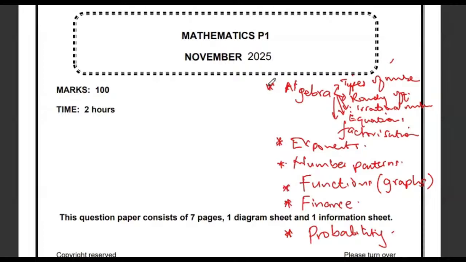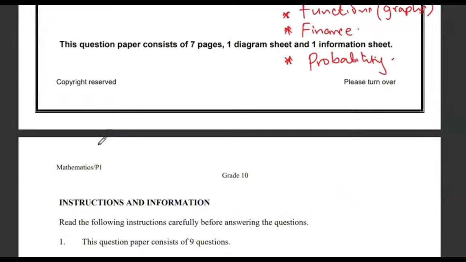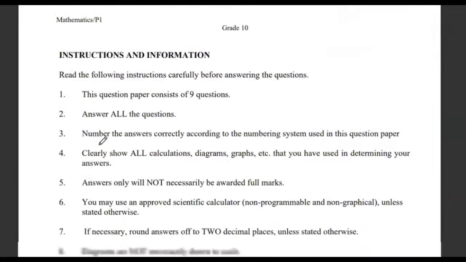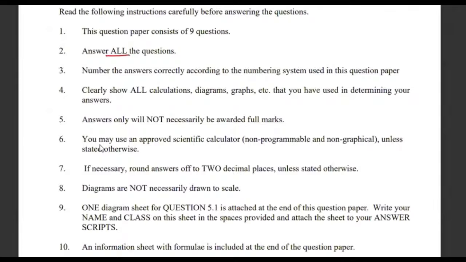So let's dive through. They're telling us we have a total of 100 marks and the duration is usually 2 hours. Now, when you look at the instructions, they're telling us that we have 9 questions that we need to answer, and all of them must be answered. You need to number the questions according to the paper. You need to show all the calculations and the graphs used, as in the steps that you used in determining the answers. Answers only will not give you the full marks, and then you need to use an approved scientific calculator. All answers must be rounded off to 2 decimals unless they tell us to do otherwise.